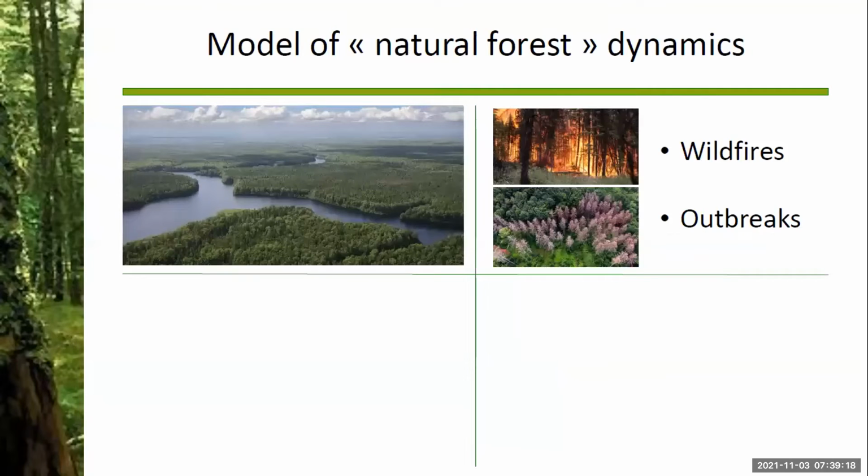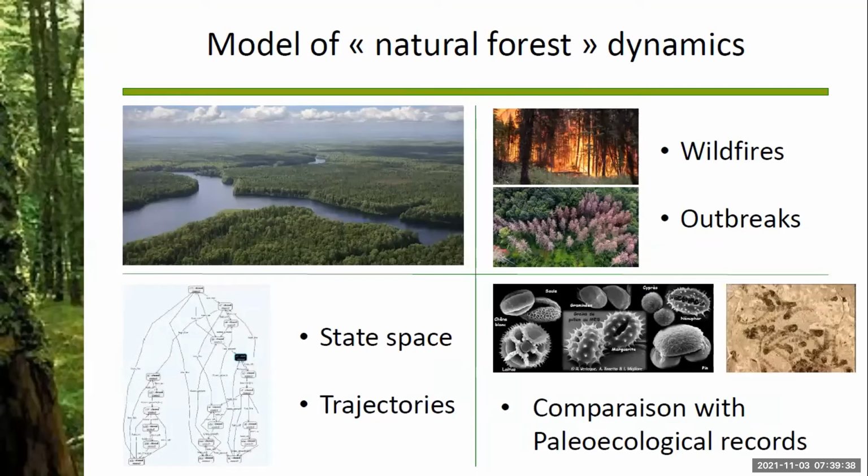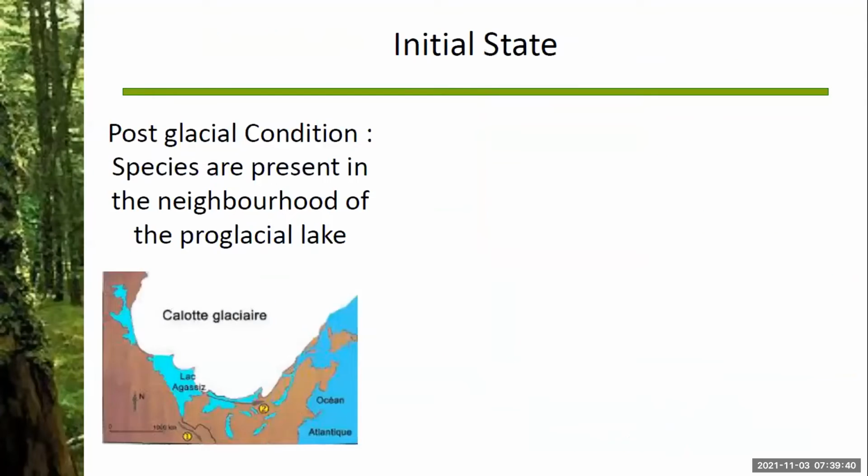First of all, I try to do just natural forest dynamics without the anthropogenic. I take two natural disturbances, the wildfire and the outbreak of the spruce budworm. I build my model with some rules. I have some state space and trajectories, and I want to compare them with paleoecological records for some validation. For this, my initial state is the post-glacial condition with all the species present in the neighborhood of the proglacial lake 8,000 years ago.